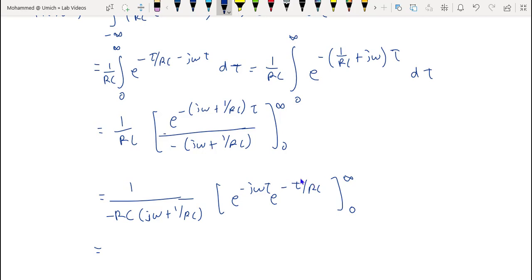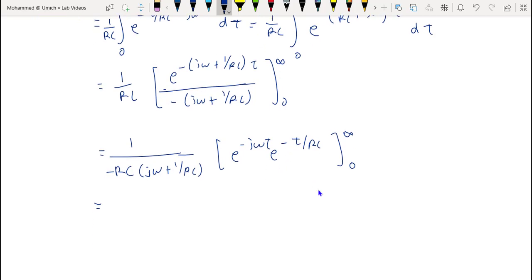At infinity, e to the minus j omega tau has magnitude 1 and an arbitrary phase, we don't know. But e to the minus tau over RC, as tau goes to infinity, goes to 0, because e to the minus infinity is 0. So at infinity, since this one has magnitude 1 and arbitrary phase, and this term goes to 0, this whole product has a magnitude of 0.